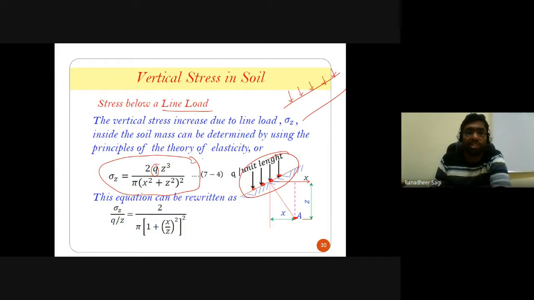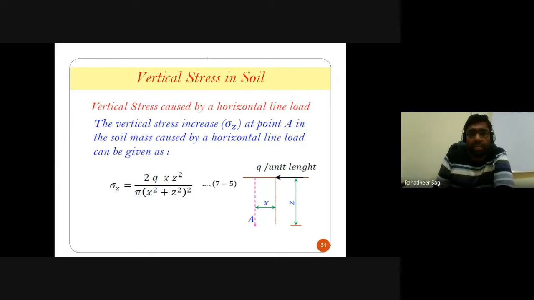So based on this expression, we can calculate, because of the line load applied on the ground, how much is the increment in stress at any particular depth. We can go on to calculate that from the expression we have here.